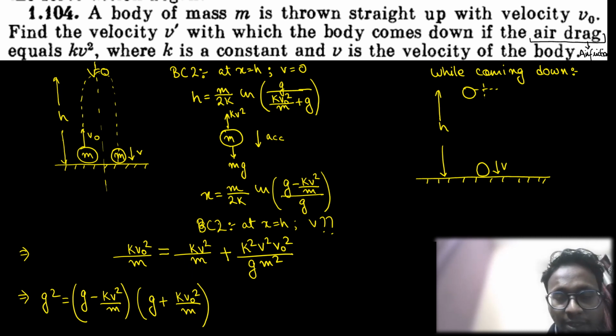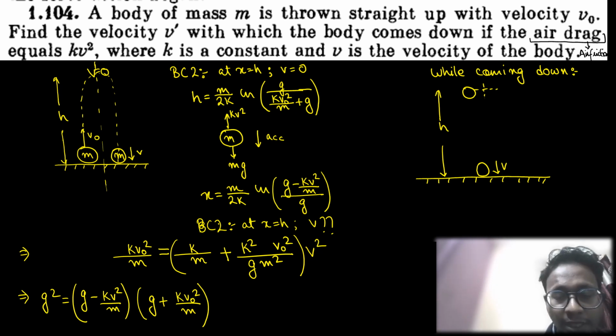Now I'm multiplying the entire term by... now what do I do? I'm taking v square common out here. So if I take v square common out here, what do I get? So I got v square common out here. Now what do I do?